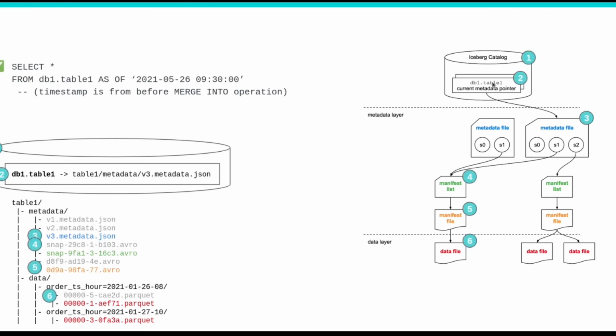Go to the catalog, get the metadata pointer, look at the newest metadata file. But now it's going to look at the different snapshots and say, okay, let's take a look at the timestamp, which is the newest snapshot that is on or before this timestamp, which is going to be snapshot 1. So instead of going through this path, it's going to go through this path and then scan this manifest list, this snapshot, go through these manifest files, and scan these data files instead. So I can now time travel to historical states of the table because of the structure of the metadata.